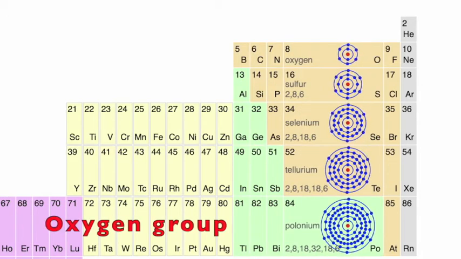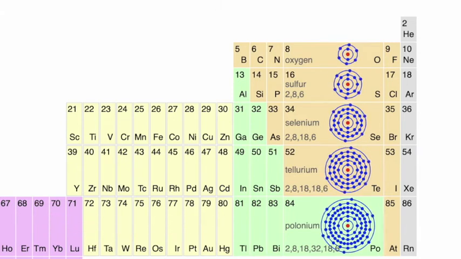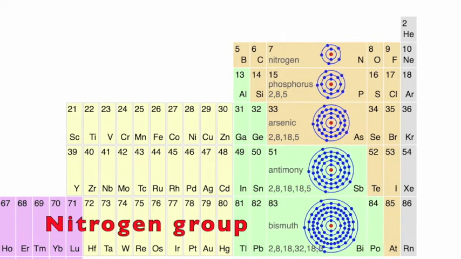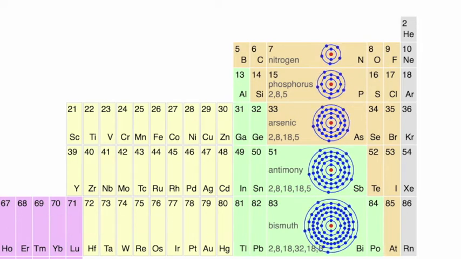To the left of that is the oxygen group. The oxygen group has 6 valence electrons. They are eager to gain 2 electrons so that they can have a full outer valence shell. And when they do this, they tend to form 2- charges. The nitrogen group is to the left of that. They have 5 valence electrons in that outer shell. They are very eager to gain 3 electrons so that they can have a full outer valence shell. When they do this, they form ions with a 3- charge.